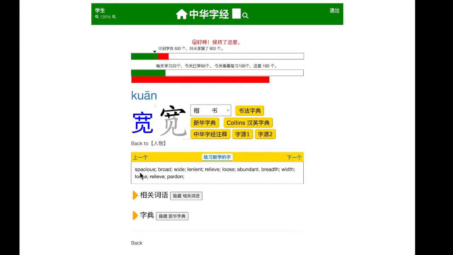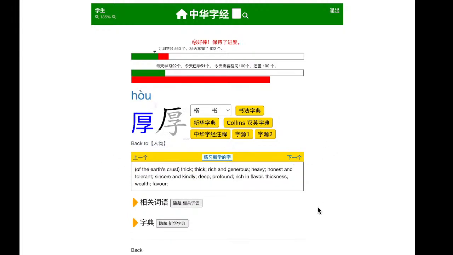宽 means spacious, broad, and wide. It could mean lenient or loose, to relieve, or breadth, pardon. These are kind of abstract extensions of this literal broad, wide spaciousness. 厚 means thick. Thick could be like viscous, or it could be like has a high thickness as opposed to being thin.